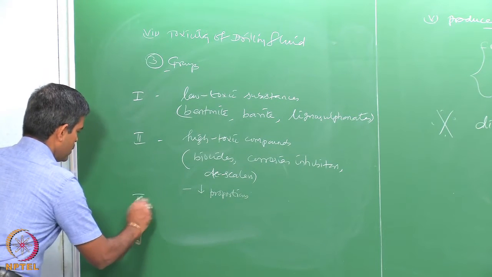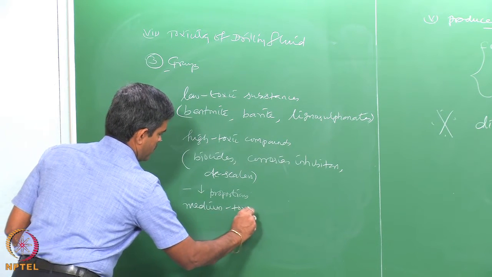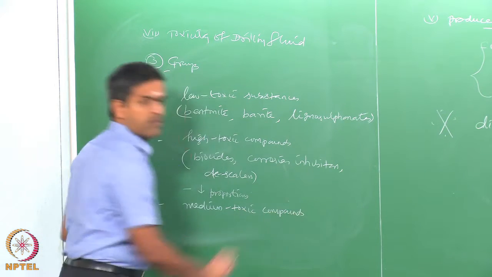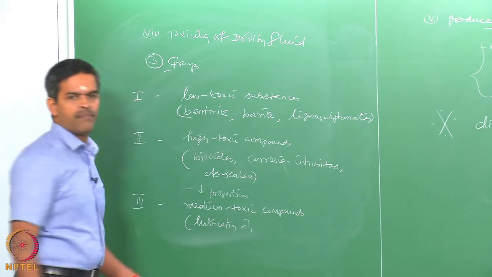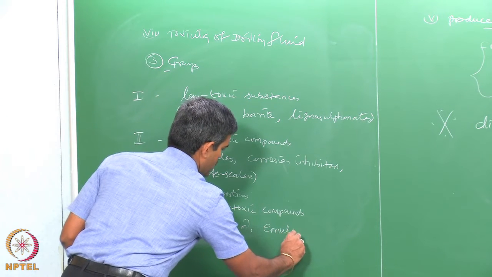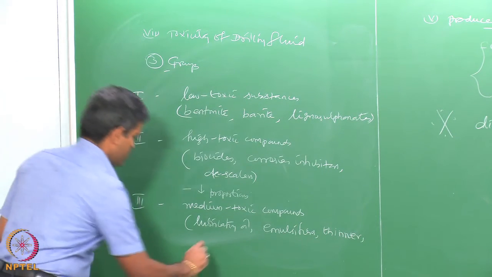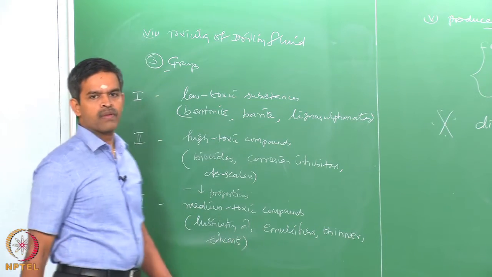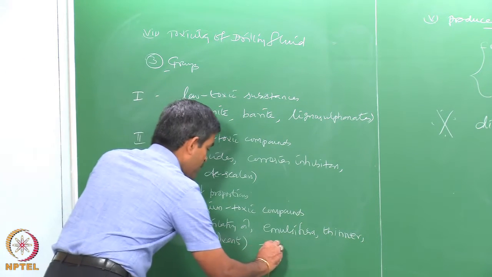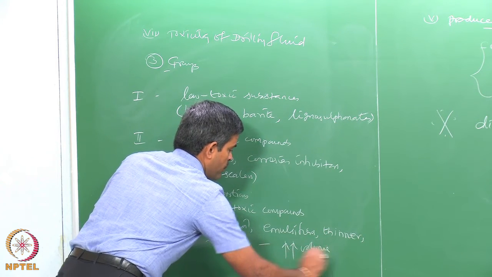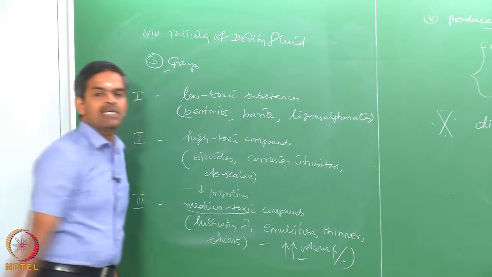The third group refers to medium toxic compounds. Example: lubricating oil, emulsifiers, thinners, solvents. The main comment about these specific compounds is they are present in very large volume. Though they are medium toxic, they are seen in a very large percentage in a drilling discharge.